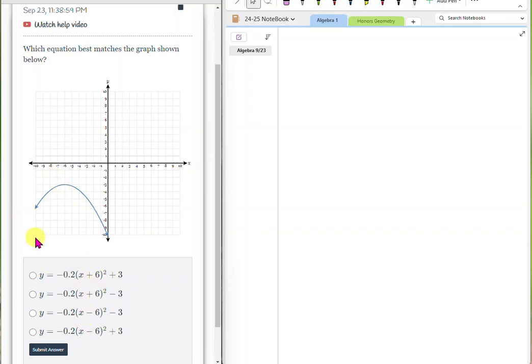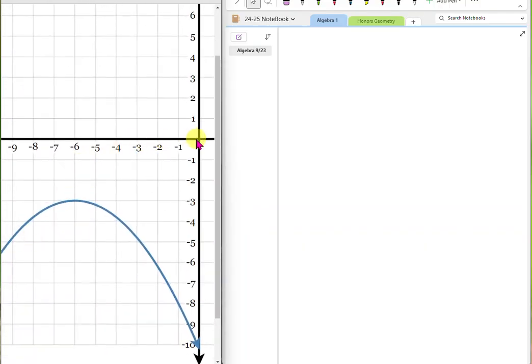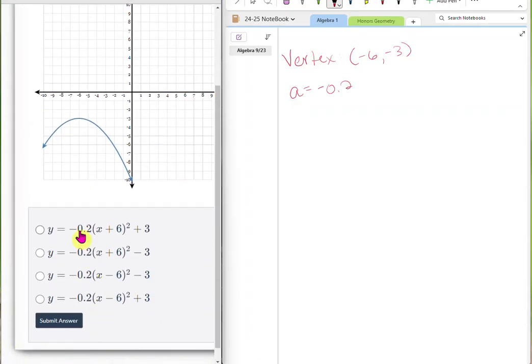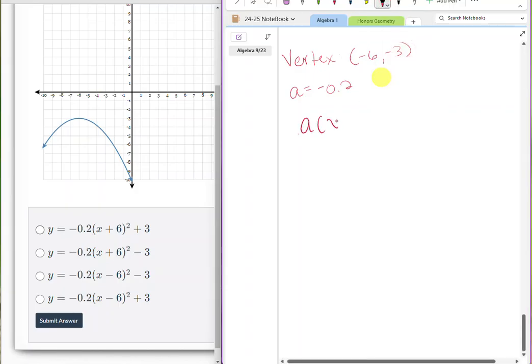Okay, so let's see. The first thing you need to do is figure out the vertex. So it looks like you went -6 and then -3. So the vertex is -6, -3. And we know that A is going to be equal to -0.2. I'll repeat that. How do we know that? Because all of the choices are the same. Remember vertex form. It's a(x minus h) squared plus k.